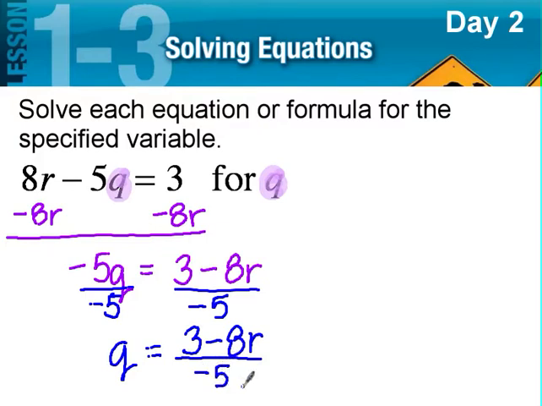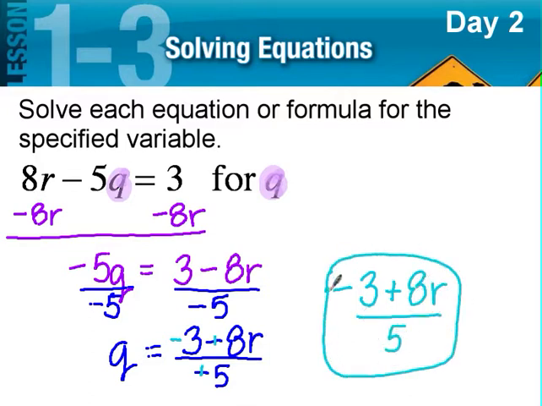Now, one of my rules is that you cannot have a negative in the denominator. All right, and so what I'm going to do is I'm just going to change that to a positive and change both of those signs. And then that will be your final answer. So your final answer will be negative 3 plus 8r all divided by 5. Negatives in the denominator just means it's not simplified. It's kind of like having square roots in the denominator. Can't have that. Okay.